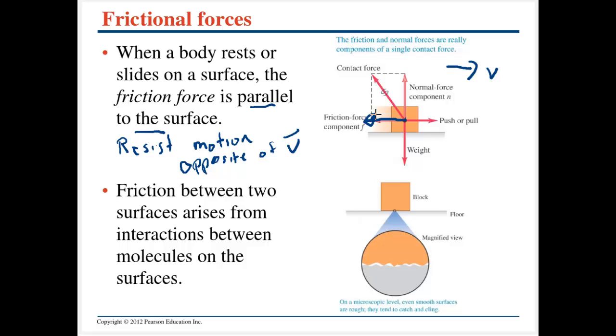Now, where friction comes from is at any surface-to-surface interface. Really, it's not as smooth as I might draw on my pictures. Surfaces are kind of jagged, and how much friction there is depends on how jagged or maybe grippy the surfaces are. This is interactions between the molecules on the surfaces.